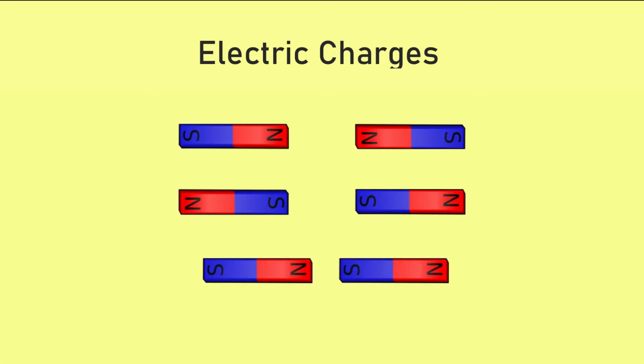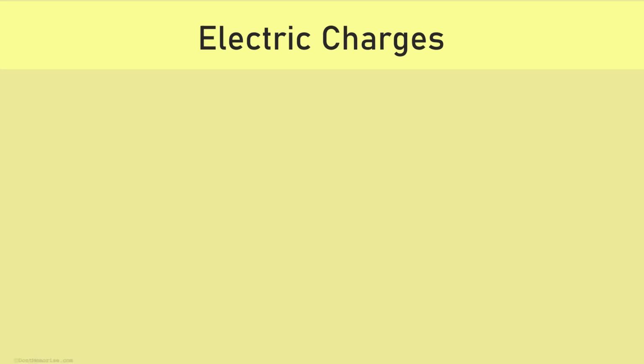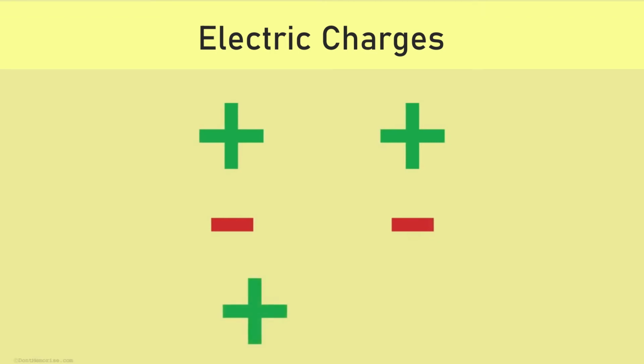Think of a magnet for a moment. We know that like poles, that is the north and north or the south and south poles of the magnet, repel each other, and unlike poles attract each other. Similarly, like charges, that is two positive or two negative ones, repel each other, and unlike charges, that is a positive and a negative one, attract each other.